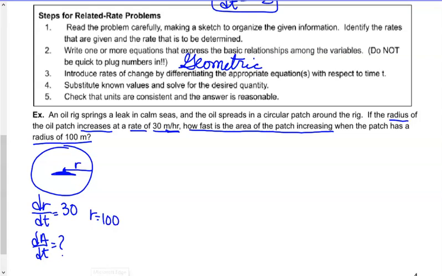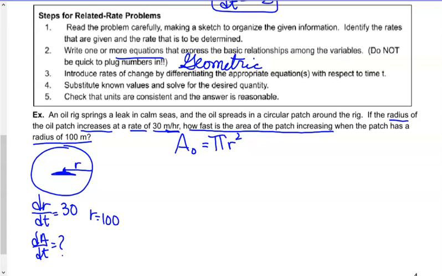We now need to figure out what is the equation that relates all of those things together. Well, we're talking about area. We're talking about the radius of a circle. So let's start with the area of a circle, which is A equals pi r squared. Let's see if we can use that in order to find our rates of change.